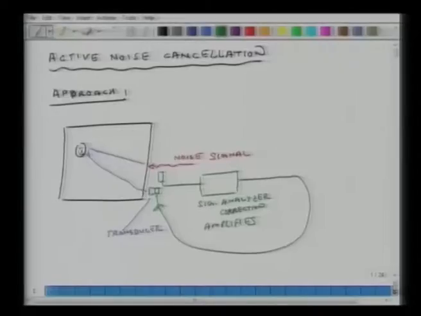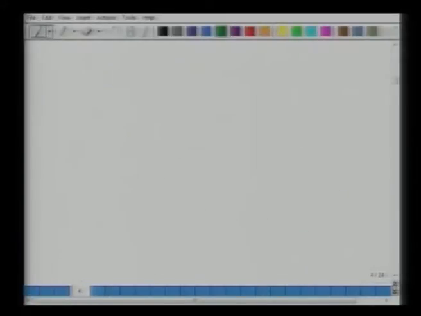So then the other extreme approach. Here, in this approach, the transducer is very close to the source. The other approach is you put the transducer very close to the ear. That is the other approach. So we will talk about that also.